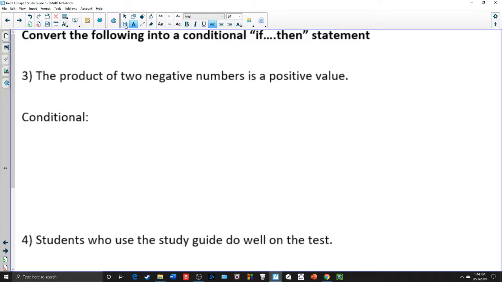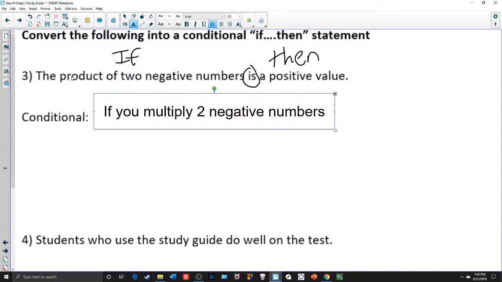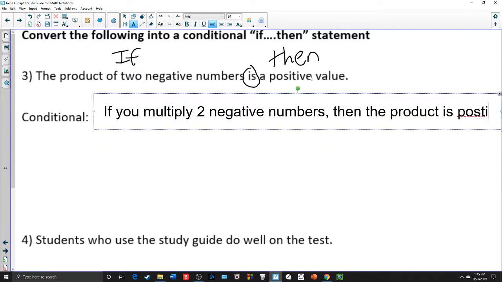So like in our first one here, we see that we have the word is right here. The product of two negative numbers is a positive value. So that means that this part is probably going to be my if, and this part is probably going to be my then. So the way I would format this, the product of two negative numbers. What does product mean to do? Well, it means multiply. So I would say if you multiply two negative numbers, which is our start of, is, so comma, then, and it says positive value, which they're talking about the result, right? So then the product, or you can say the result if you don't want to use the word product, is positive.